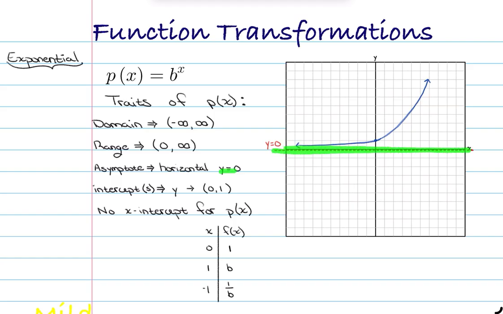And then one other thing we want to know is our intercept. This one has a y-intercept at (0, 1). Okay? There are no x-intercepts because we don't cross that x-axis.